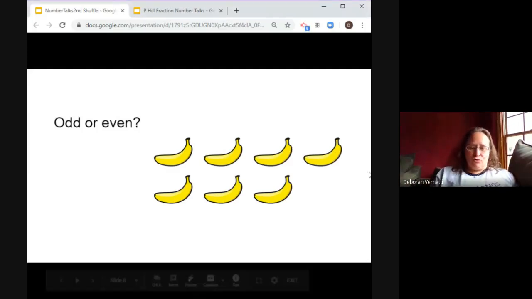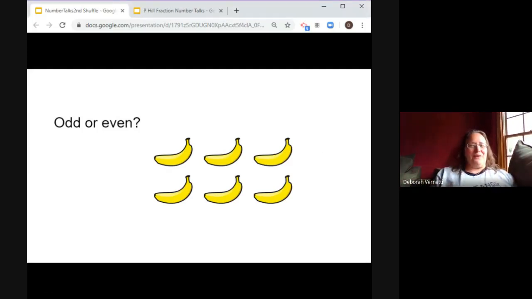We want you to actually do some talking yourself. So my first question for you is, if you look at this picture, you see some bananas. I want to know, how many bananas do you see, and is that an odd or an even number?